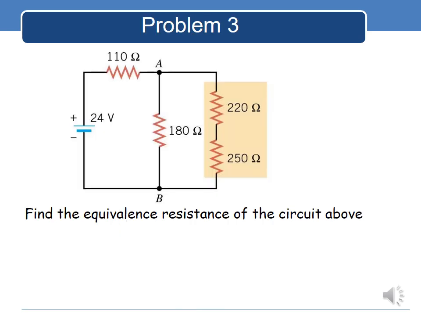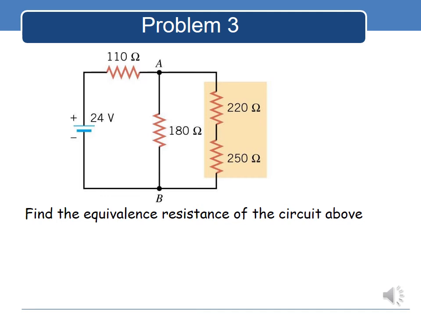If you have this kind of circuit, suppose you have a 24 volt battery connected in series with 110 ohms, and then you have a parallel connection of 180 and 220, 250 ohms. You have to find the equivalent resistance of the circuit above. Here you have 4 resistors, so you are asked, if these 4 resistors were replaced by a single resistor, what we call the equivalent resistance.